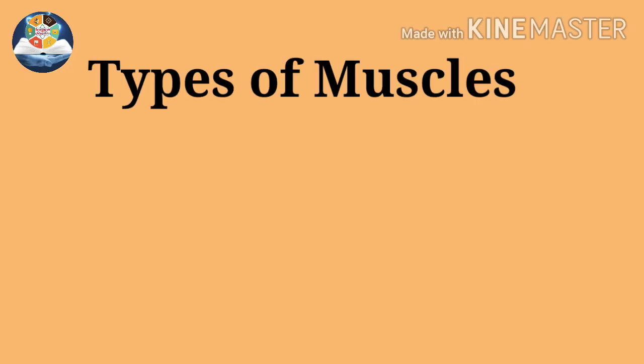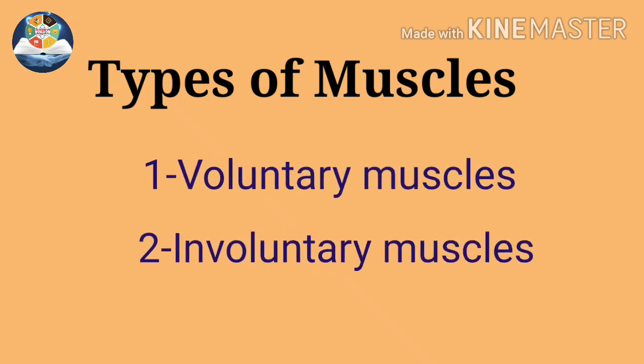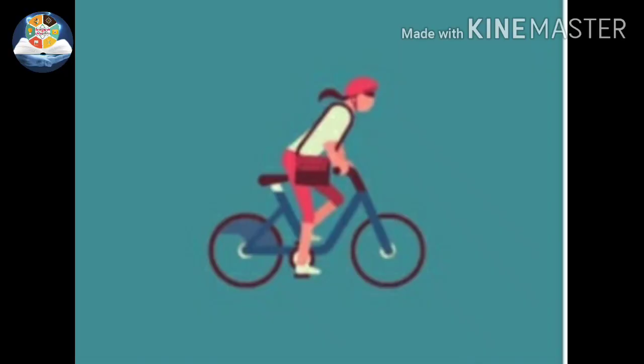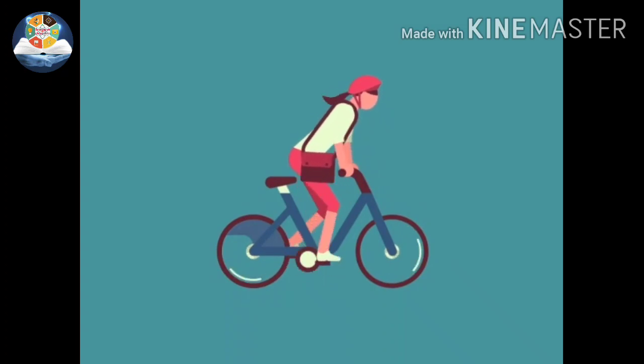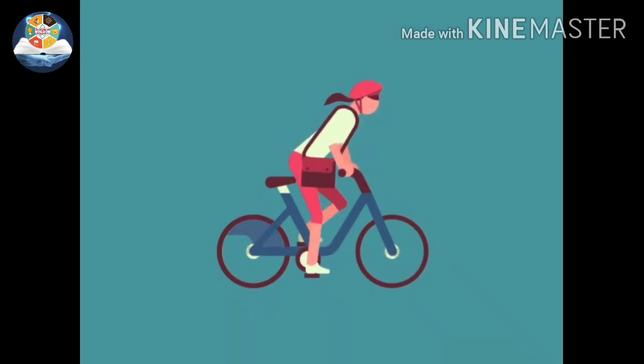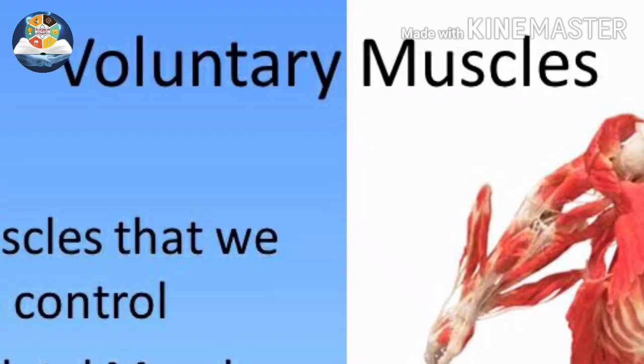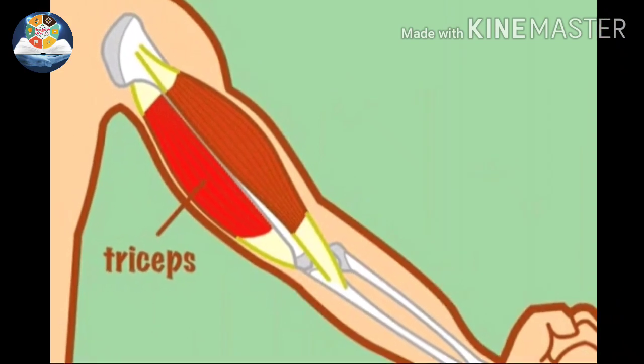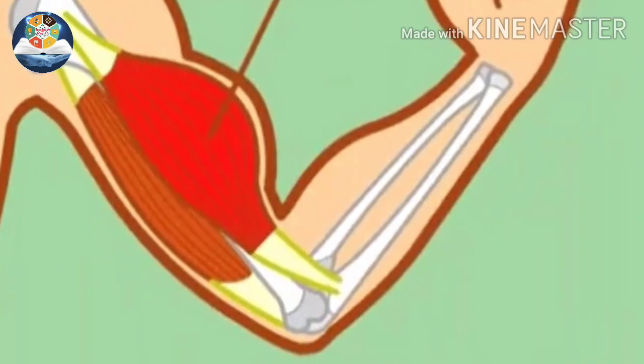According to their functions, muscles are of two types: voluntary muscles and involuntary muscles. Some actions are performed whenever we wish, like eating, laughing, etc. We can start or stop these actions whenever we want. Muscles that carry out these actions according to our wishes are called voluntary muscles. Movements brought about by voluntary muscles are called voluntary movements.